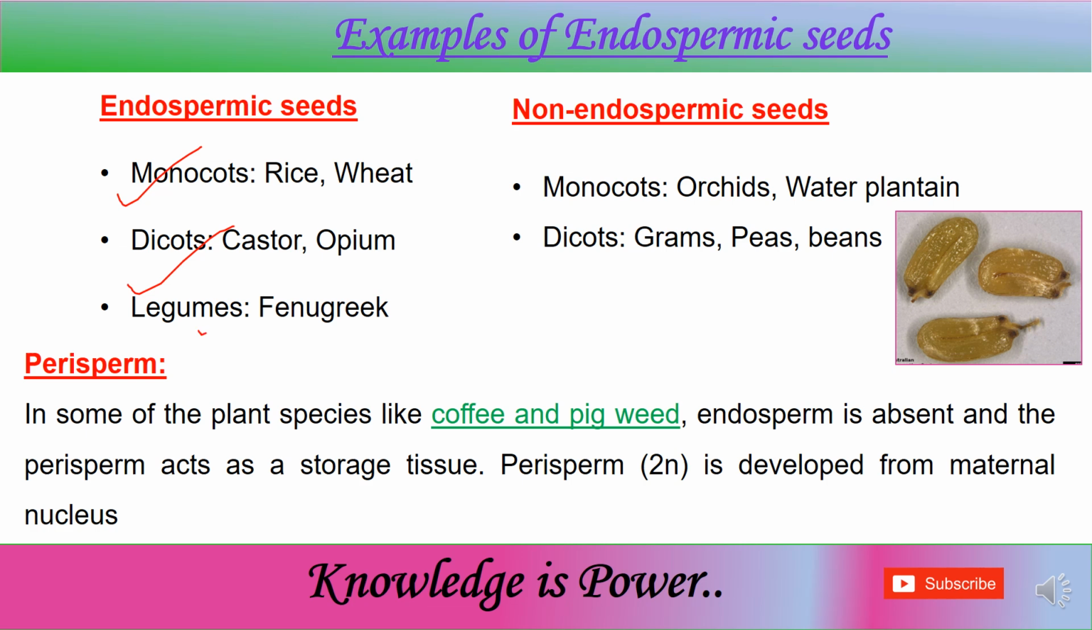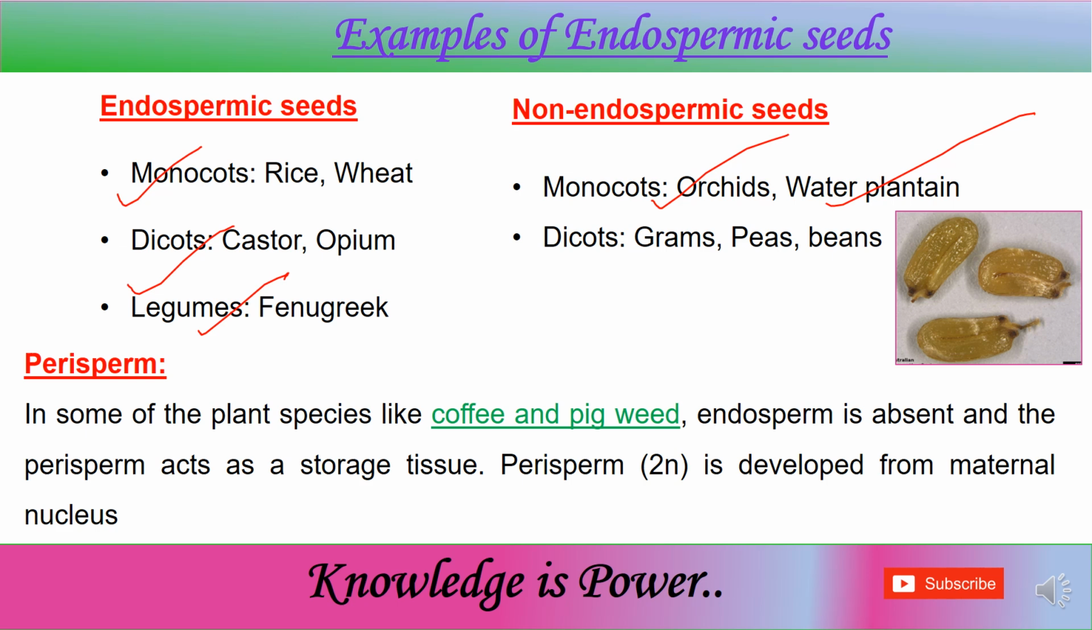And among legumes, in fenugreek endosperm is there, whereas non-endospermic seeds we can observe in monocots, orchids, where the endosperm development is completely suppressed, that is Orchidaceae members, and water plantain. Here you can see the seeds of water plantain. And in dicots, grams, that is Bengal gram, and peas and beans, the endosperm is completely utilized by the embryo.